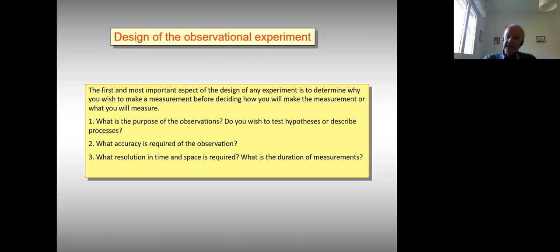Here is some closed circle. In order to study a certain process, you cannot start studying a process without knowing absolutely anything about the process. You have to know something, and then on the basis of your previous knowledge, you decide what accuracy, what resolution in space and time, and what duration of the measurements. Only in that way can you determine in the right way your measurement strategy.